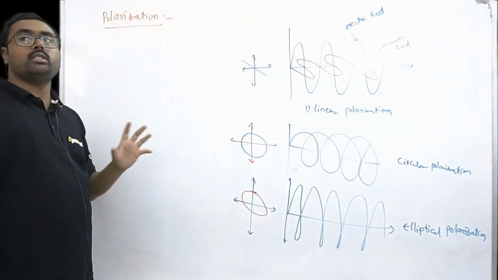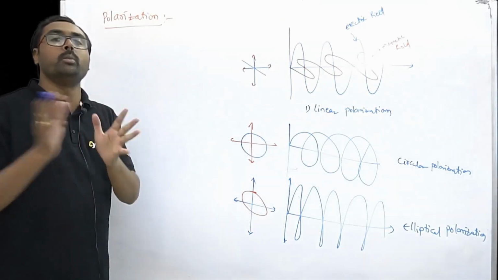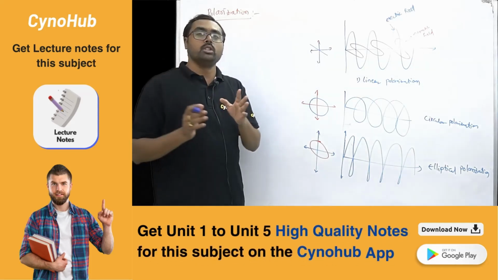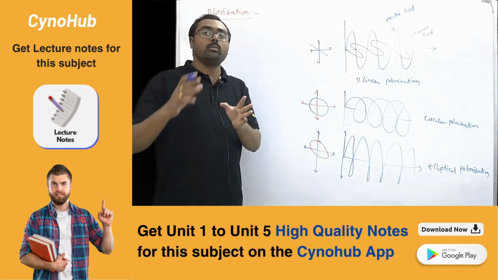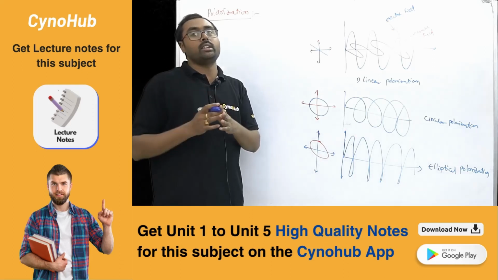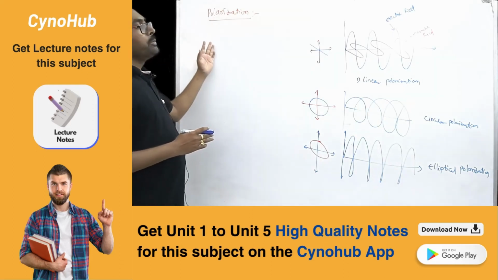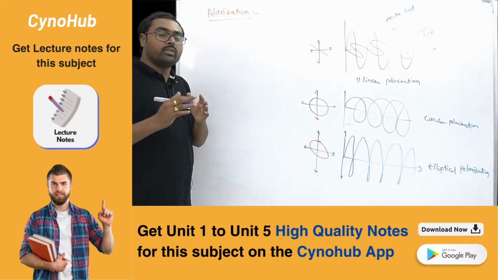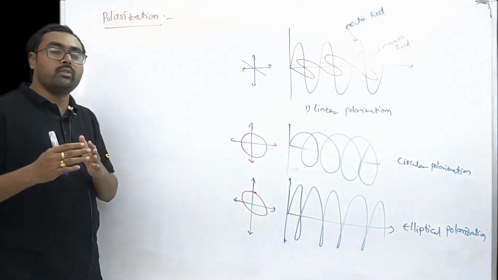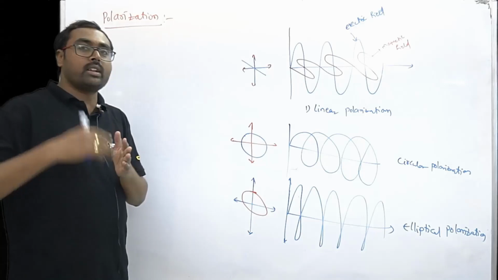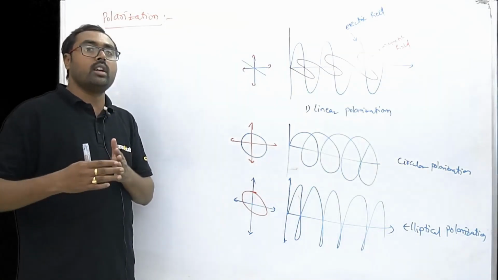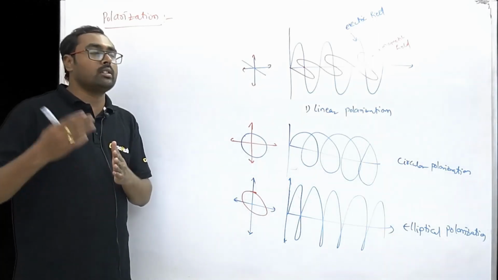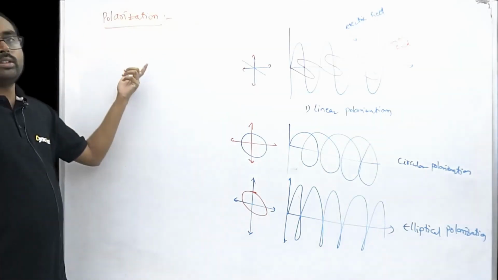Polarization means the movement of electromagnetic wave in the desired direction. In that electromagnetic field, the electric field and magnetic field, in which directions, which dimensions and which phase they move, is decided by the polarization.